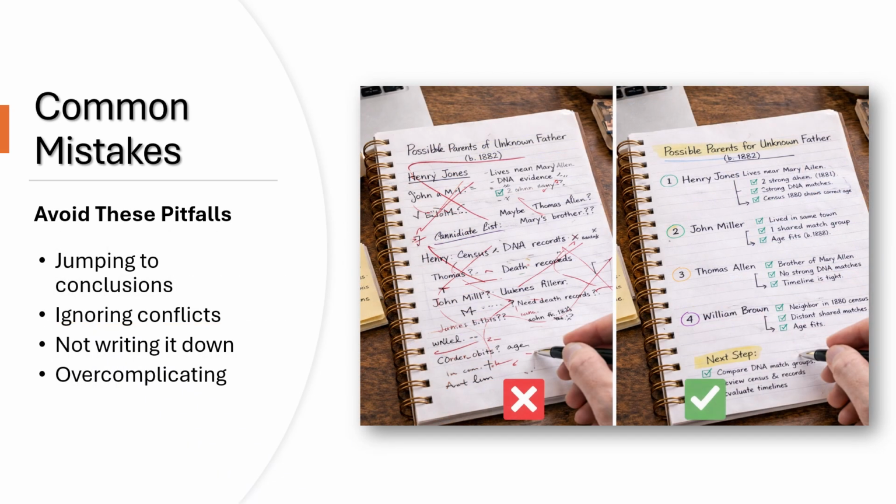There are a few common mistakes that can make this process more difficult than it needs to be. One is jumping to conclusions too quickly before all the evidence has been considered. Another is ignoring information that doesn't fit your theory. It's also very common to keep everything in your head instead of writing it down. And sometimes we overcomplicate things when a simple explanation would be clearer. If you focus on staying organized and being honest about the evidence, you'll avoid most of these pitfalls.